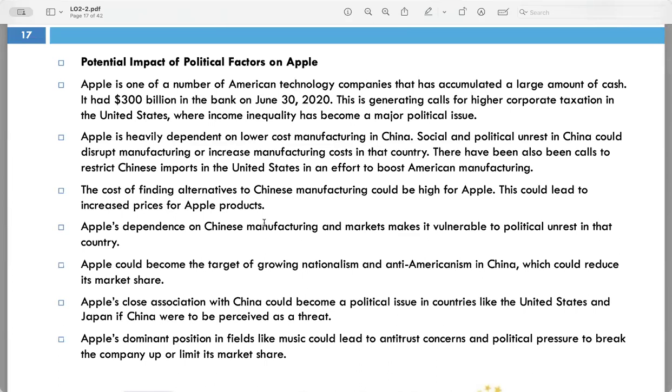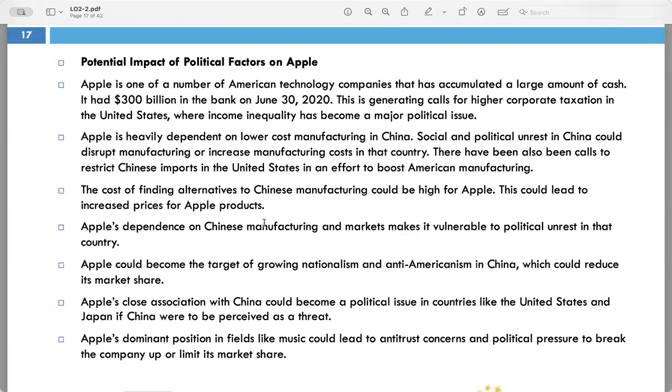When it comes to production, Apple is mainly reliant on China because of its lower cost. It is possible that social and political instability in China could cause disruption in manufacturing or lead to a rise in the cost of manufacturing in the country. In addition, there have been calls for the United States to impose restrictions on Chinese imports in an effort to increase the amount of manufacturing within the United States.